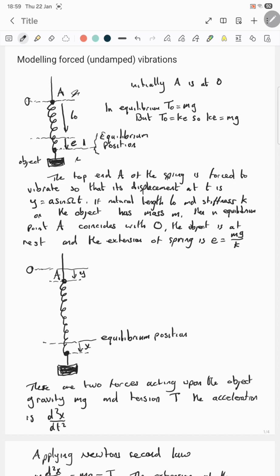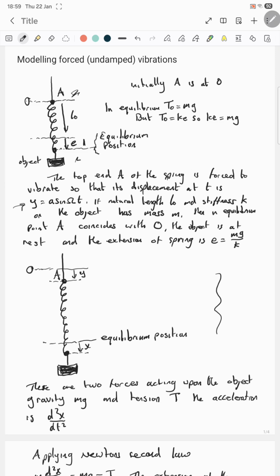The top end of the spring is forced to vibrate, so that its displacement at t is given by this, y equals a sine omega t. Now if the natural length is l of 0 and stiffness k, and the object has mass m, then the equilibrium point A coincides with O. The object is at rest and the extension of the spring is e equals mg over k, which is given here at equilibrium position.